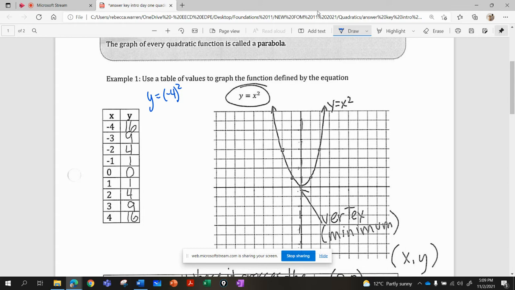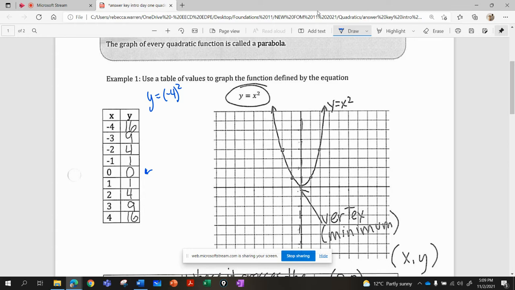Anyway, you would have plugged those all into your calculator or done it in your head, and you would get these numbers. So you'll see here, -4, we get 16, -3, 9, -2, 4, -1, 1, 0, 0, 1, 1, 2, 4, 3, 9, 4, 16. Notice that after this point, all the y values repeat.